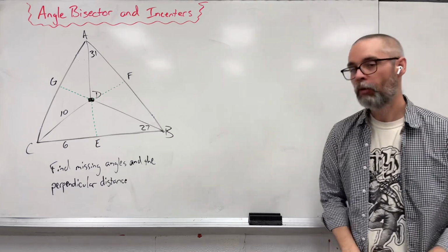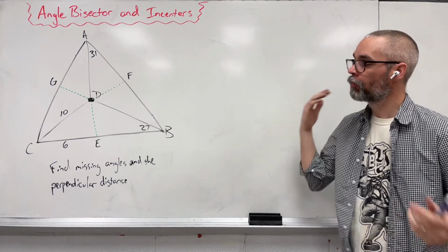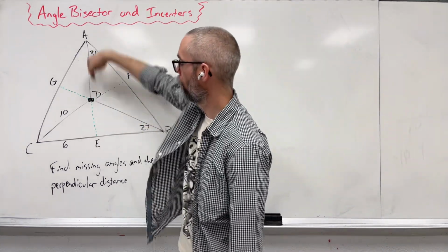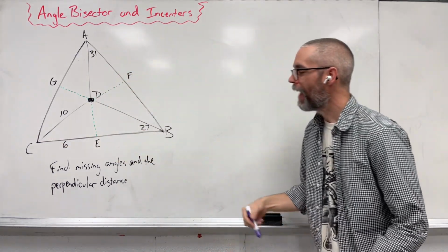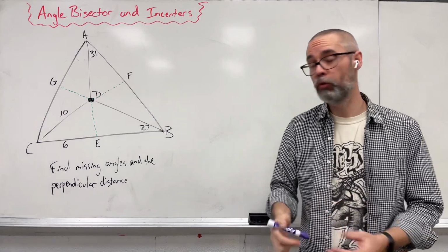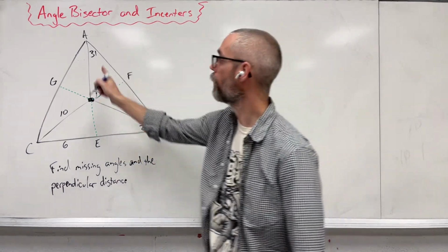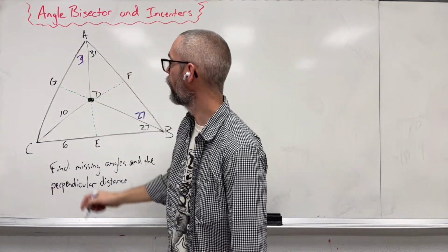Hi, today we're going to take a look at angle bisectors and incenters. So within our triangle here, we have three angle bisectors coming off of each vertex, each corner. That angle bisector cuts our angle into two equal parts. So if I got 27 down here, I got 27 there. If I have 31 here, I got 31 there.